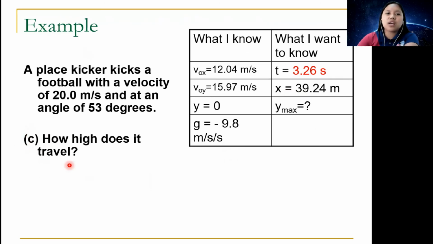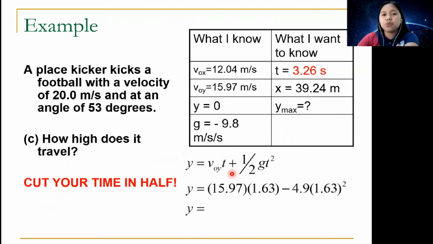Okay, now the last question: how high does it travel? So the maximum height is the distance it has covered going up. All we have to do is use the formula, and you just cut the time in half. Always follow the PEMDAS rule: division, multiplication, addition, subtraction. 1/2 times gravity times t squared, and then you add it to the velocity and time as well. And you get 13.01 meters. Okay, so that is our height.